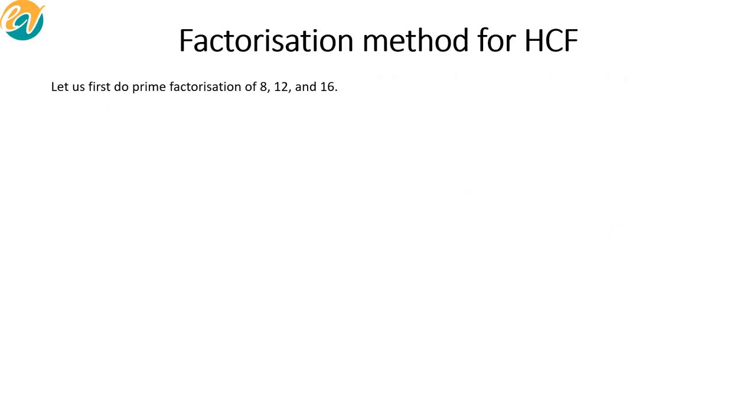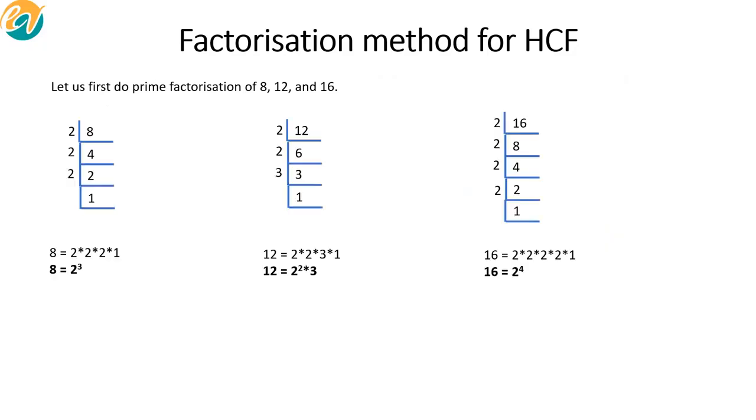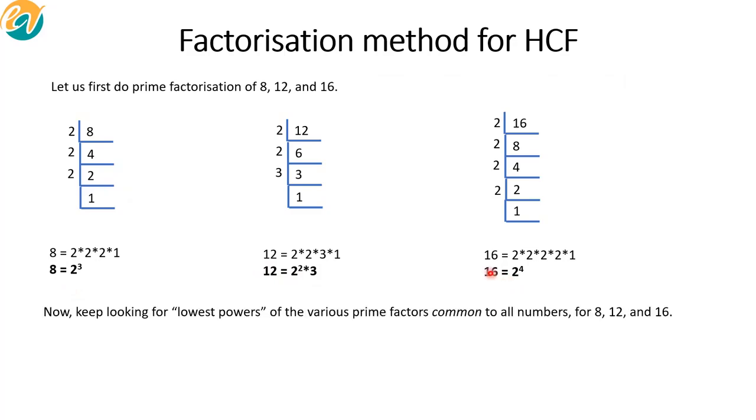This is the most common method to find HCF, which is the factorization method. How do we do that? First of all, we do prime factorization, which by now hopefully you are very comfortable with. So 8 is 2 cube, 12 is 2 square into 3, and 16 is 2 raised to the power of 4. Since we have to find HCF, keep looking for the lowest powers of the prime factors that are common to all numbers, 8, 12, and 16.